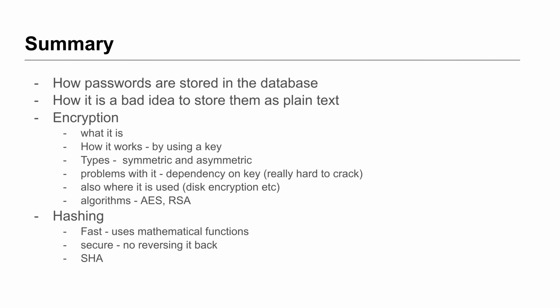We learned how there's a dependency on the key, because if the key is lost, everything is lost. But we also saw that it's really hard to crack the key, and we learned where it can be used, the use cases of where encryption is used today, and we learned about the algorithms like AES and RSA. Then we learned about hashing, which is a mathematical function that allows to generate a unique hash for passwords. And we learned why it's more secure than encryption, as it doesn't allow to decrypt it back, I mean reverse it back to the original password. And we learned what algorithm is used in hashing.